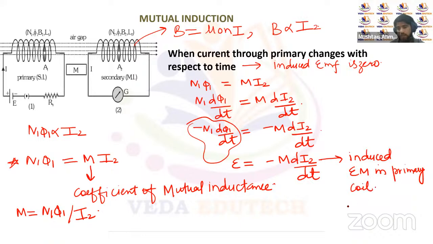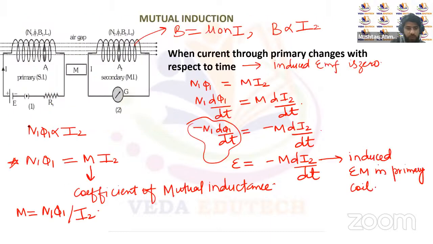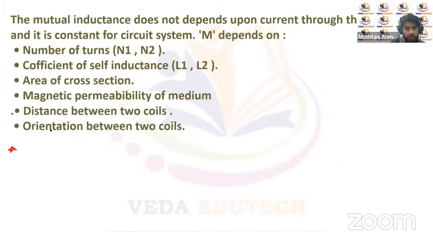Now the question is that we also have to find the coefficient of mutual inductance, right? The coefficient of mutual inductance M is equal to N1 phi 1 upon I2, right? N1 phi 1 upon I2.